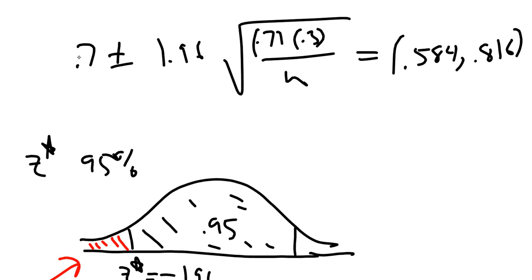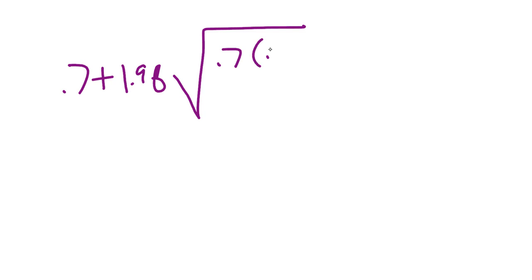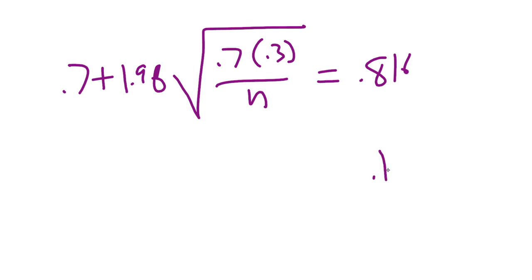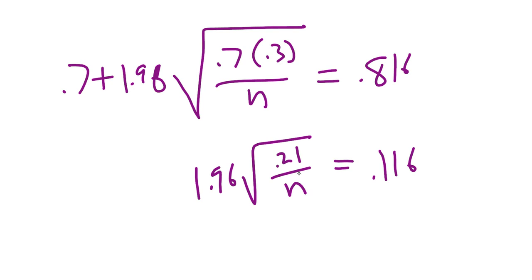So we'll go to a new page here. 0.7 plus 1.96 times the square root of 0.7 times 0.3 over n equals 0.816. And then at this point, it's really just an algebra problem. So I'm going to do 0.816 minus 0.7. I will get 0.116 equals this. That 0.7 times 0.3, by the way, is just 0.21, so I'm going to write that in there.